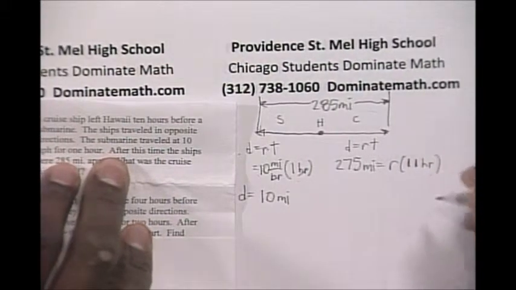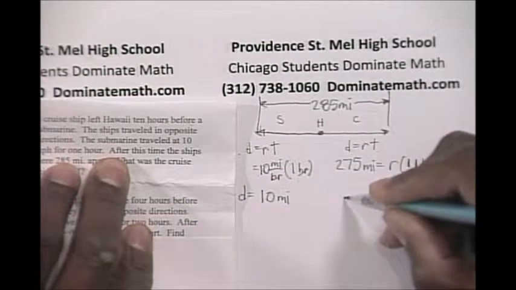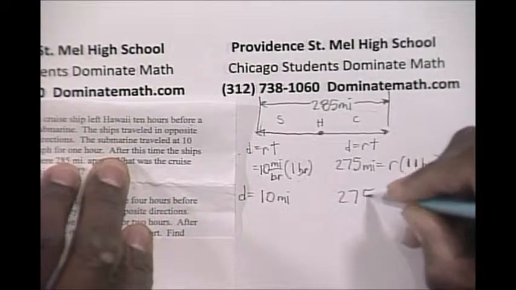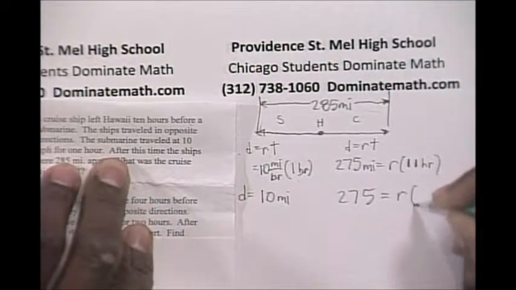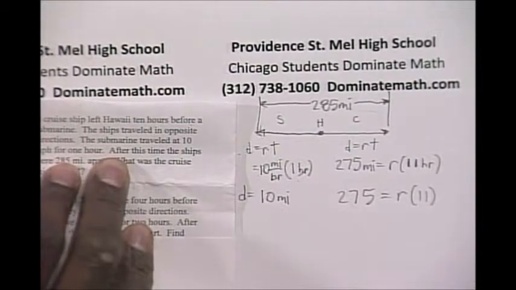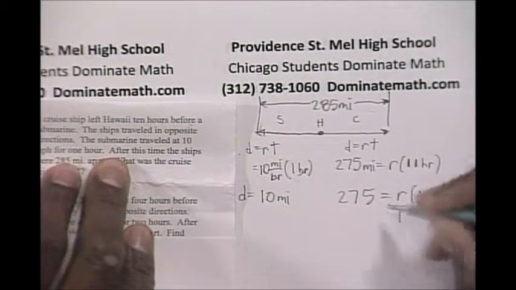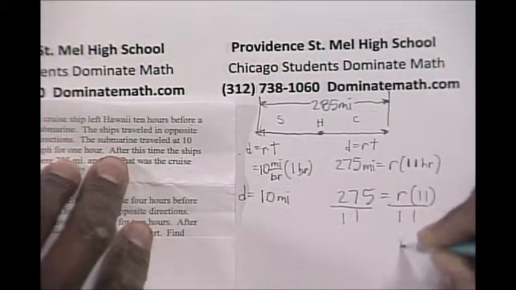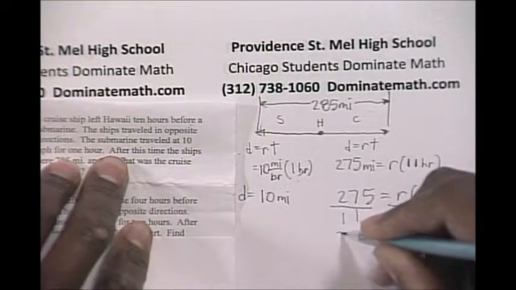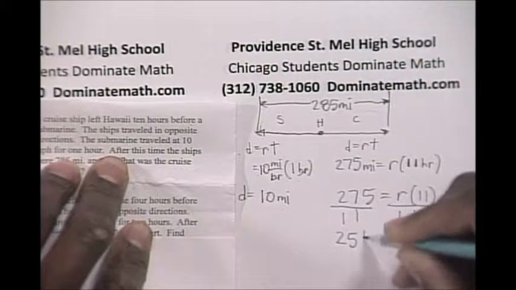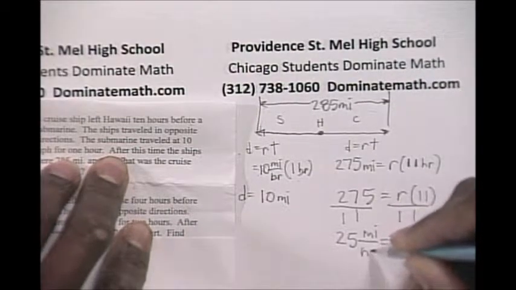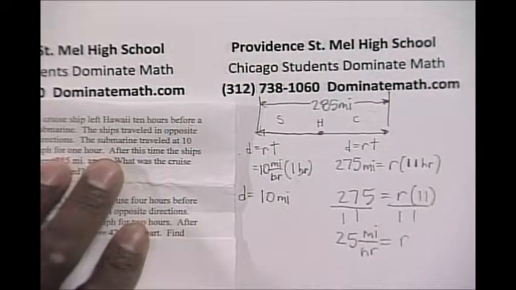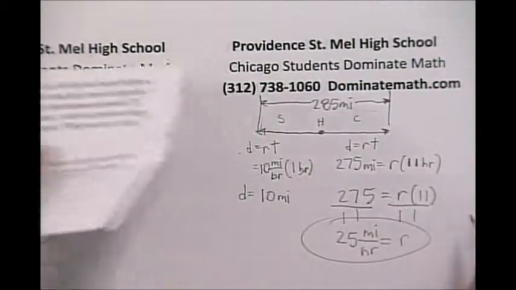So now what you have is an algebraic equation. You have 275 is equal to r times 11. You're going to divide by 11 on both sides, and I've done that already. You get a rate of 25 miles per hour. All right, final answer.